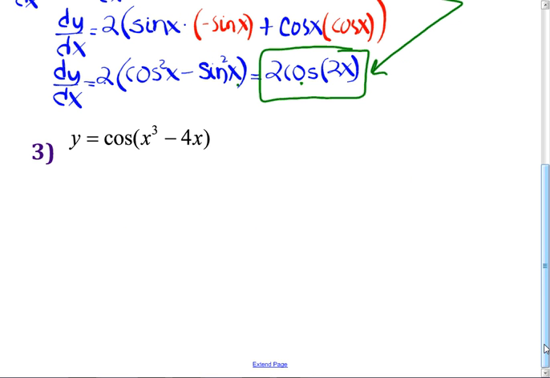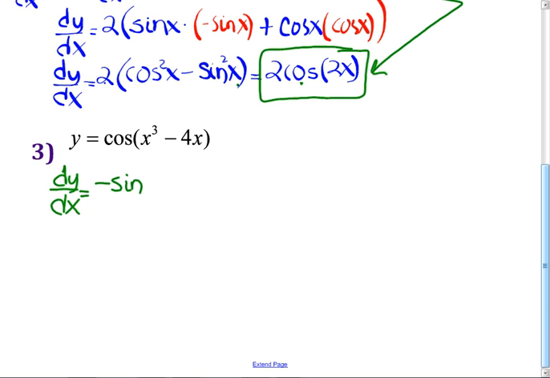This one, there's another trig identity I could use for this, but I'm still going to have a composite function. I'm still going to have to use the chain rule, so why bother? Okay, you ready? So first thing I do is I cover this up. What's the derivative of this? The derivative of cosine is negative sine.